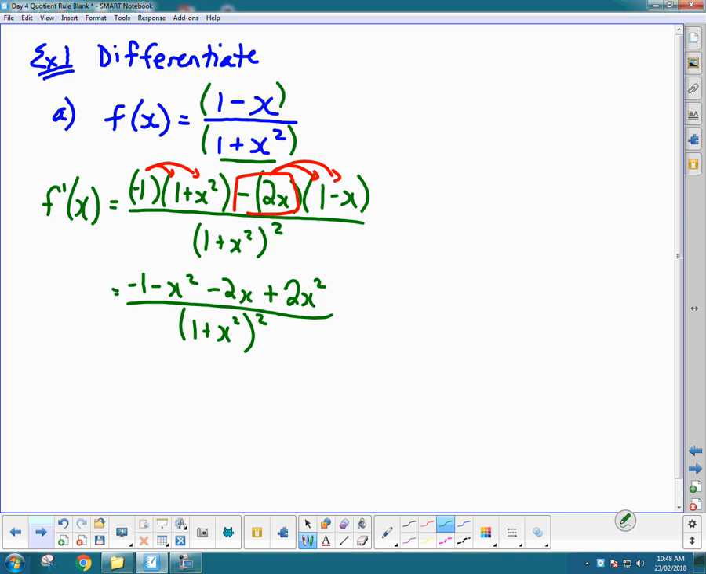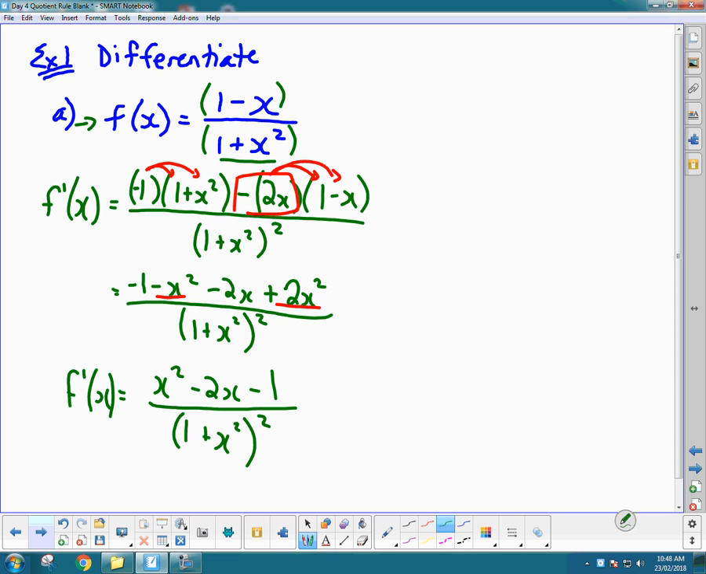Cleaning up the top then, you'll notice that I have a minus x squared and a plus 2x squared. So I'm going to bring those together. Minus 1 plus 2 is just 1x squared. The minus 2x doesn't have a like term, and the minus 1 doesn't. All over 1 plus x squared, all squared. That's it. That is the derivative of the original function, which happens to be a quotient.